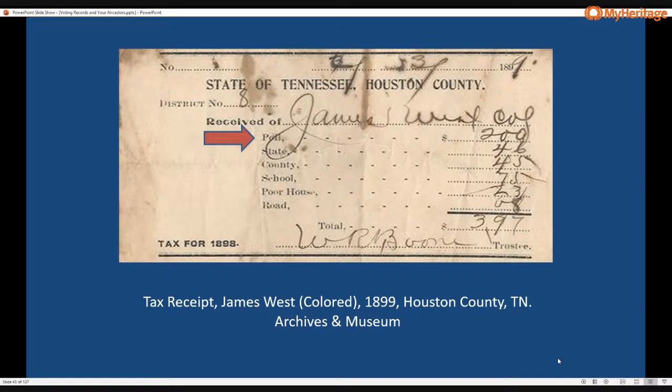He did not own property, yet he still paid a poorhouse tax. He paid a school tax. He paid the county, state tax, and a road tax. But he also paid the poll tax. This tells me that it was important for him to pay this tax so that he would have his right to vote.